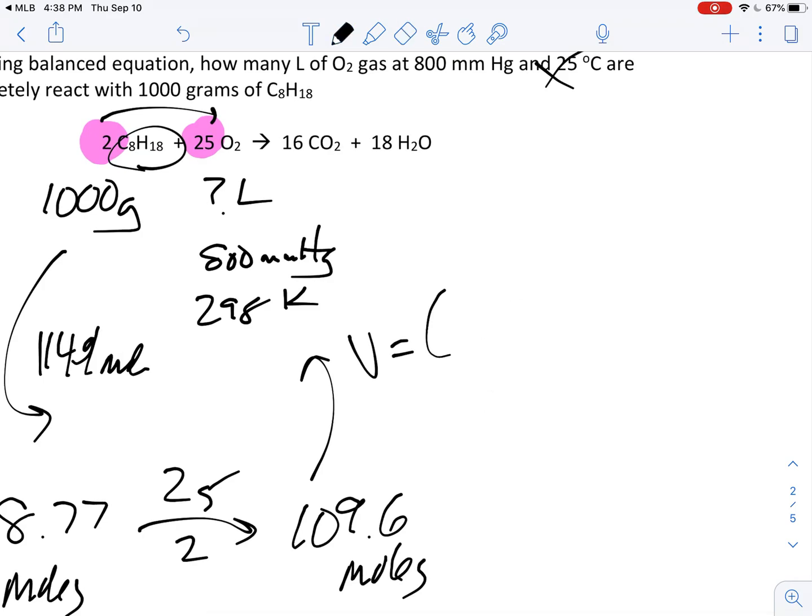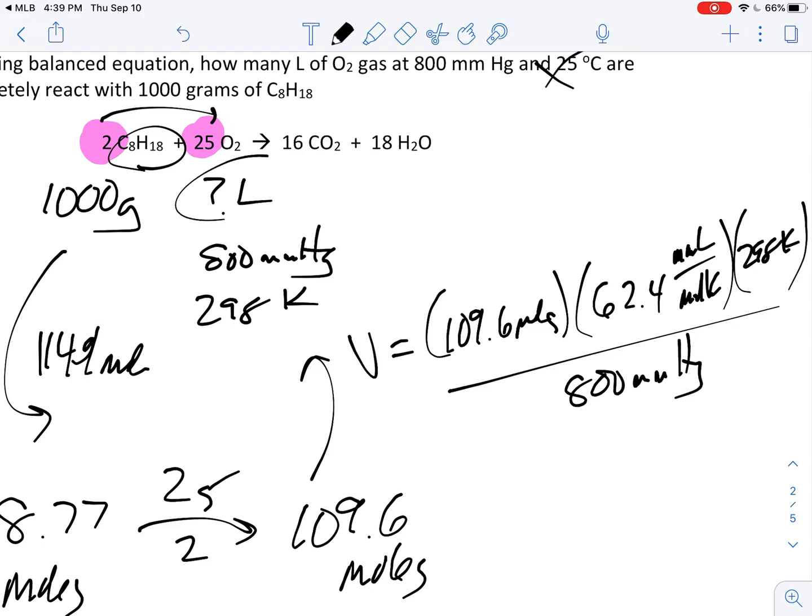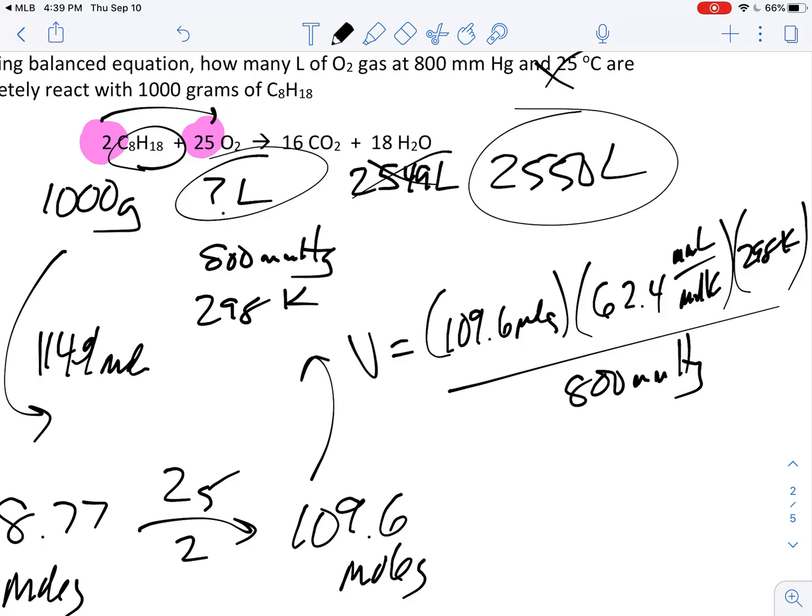My moles is going to be 109.6 moles. My R is going to be 62.4, and again, that's millimeter liters per mole Kelvin. My T is going to be 298 Kelvin, and my P is going to be 800 millimeters of mercury. If you plug everything in, you should end up with your answer to be about 2,549 liters. Or if you try to round that to 3 sig figs, that would be about 2550 liters that are there.